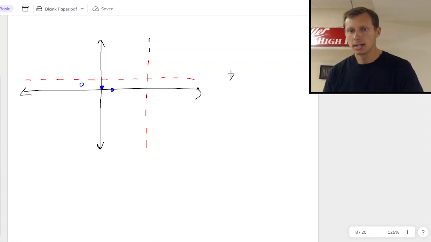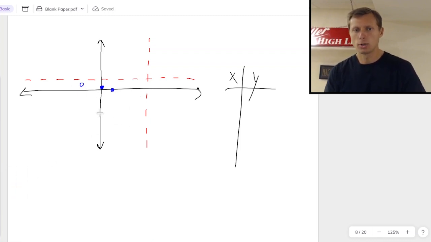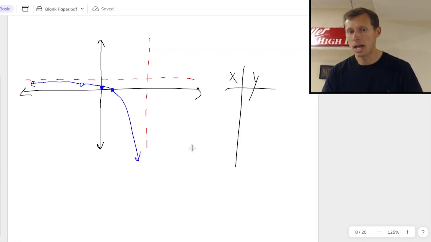And so then finally, I just have to make a table of values. For the left side, I'm honestly good. In other words, I know what the left side's going to look like. It's just going to curve down like this, and then curve up like that. We're just going to follow the asymptotes.